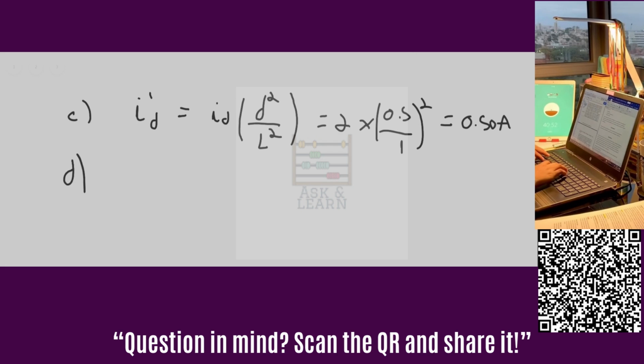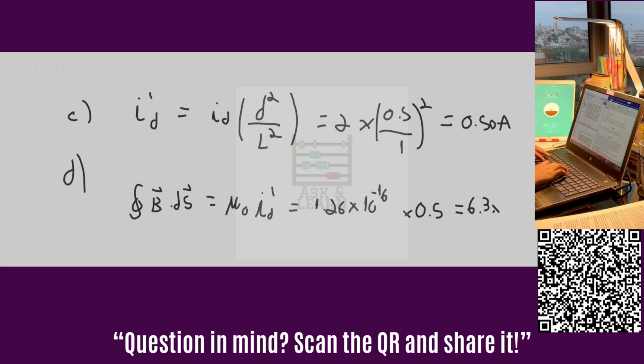For part D, we want to know what is the value of the integral of B dot dS around the square dashed path. And we have that the integral of B dot dS is mu0 I_D prime. So this is 1.26 times 10 to the minus 6 times 0.5, and this gives 6.3 times 10 to the minus 7 Tesla meters.